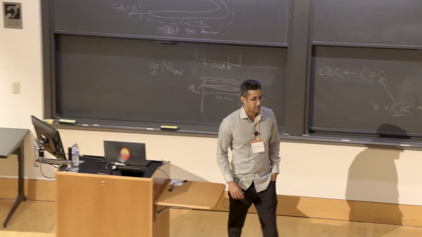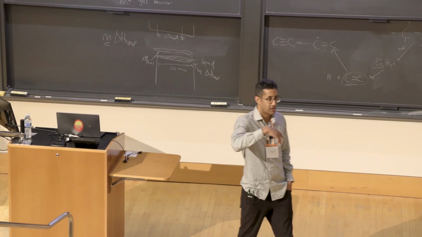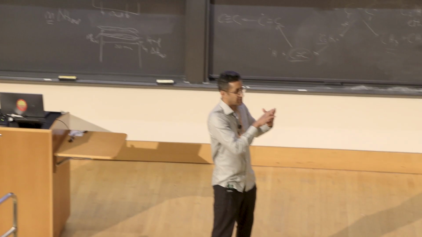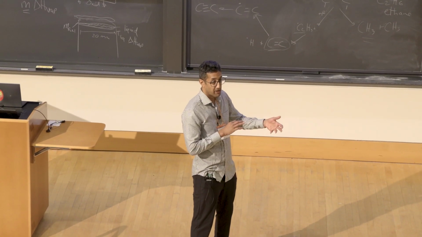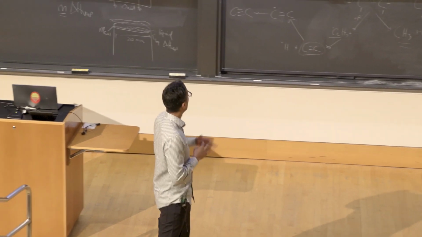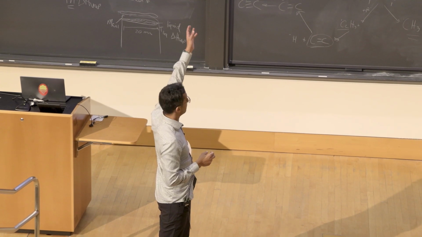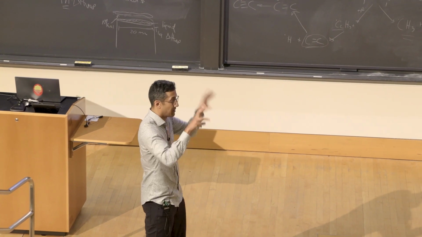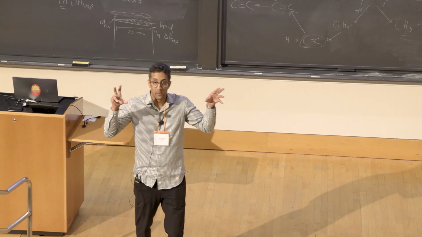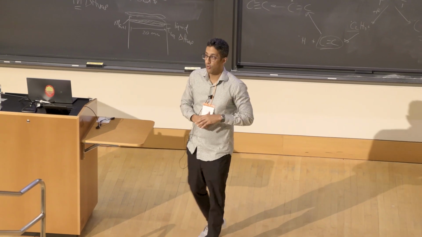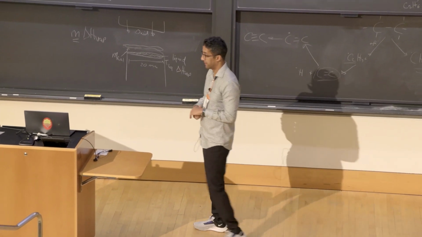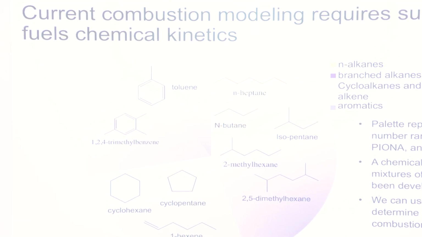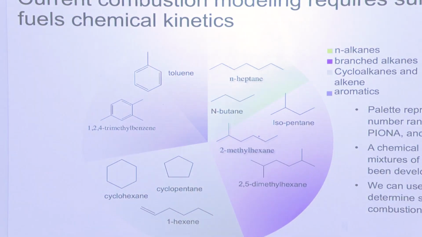So based on the different classes of hydrocarbons, the PIONA distribution. So based on the alkanes or the paraffins, the isoparaffins or isoalkanes, the olefins or the alkenes, the cycloalkanes and the aromatics. You pick one or two molecules from each group, and then you build a model for those molecules. Okay, but this is challenging, right?